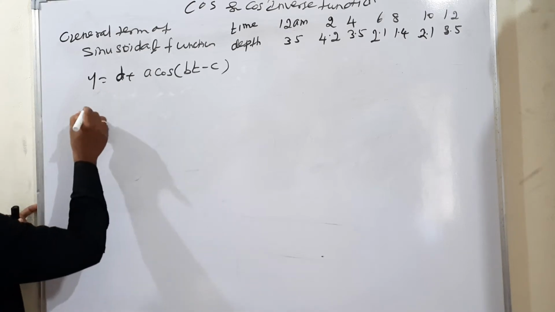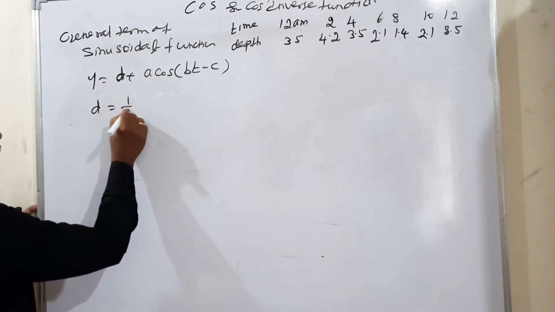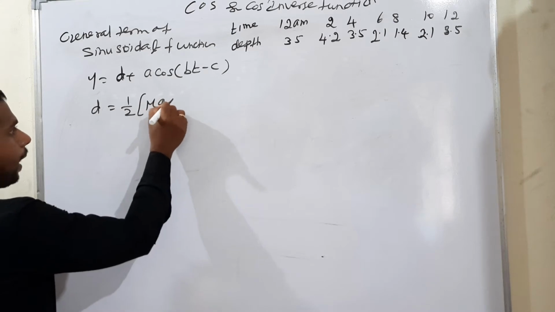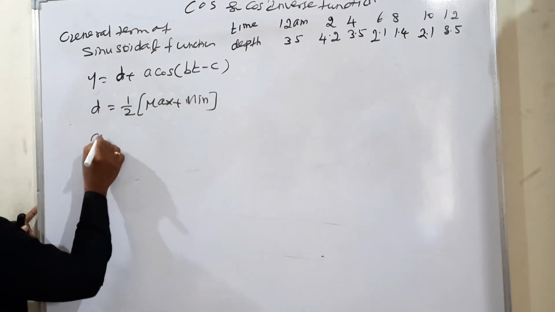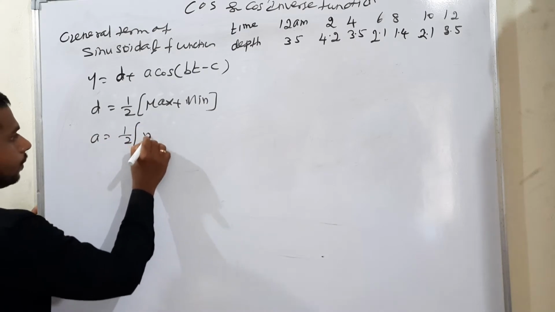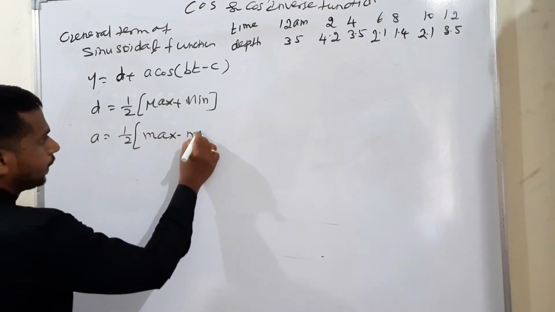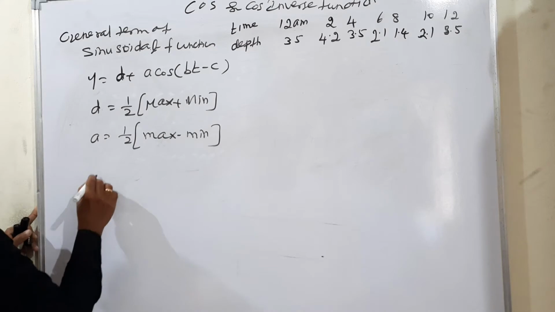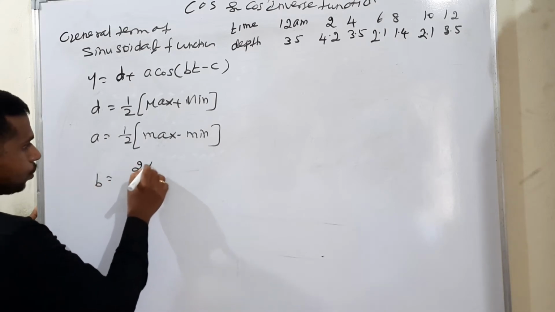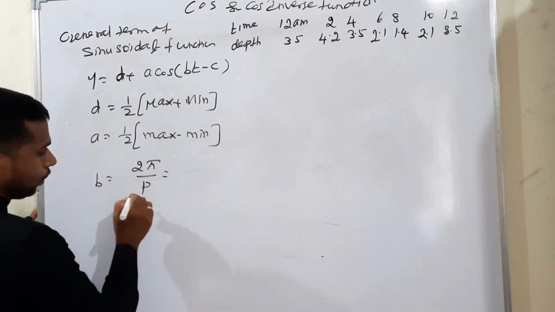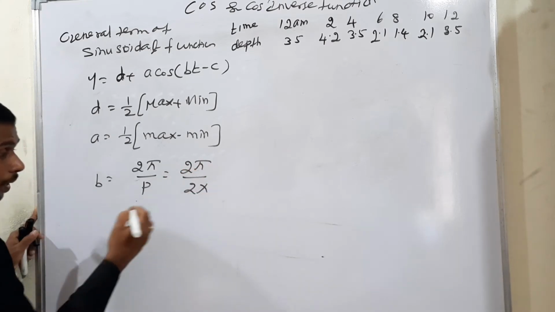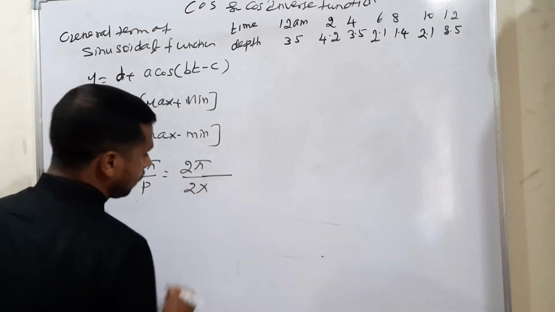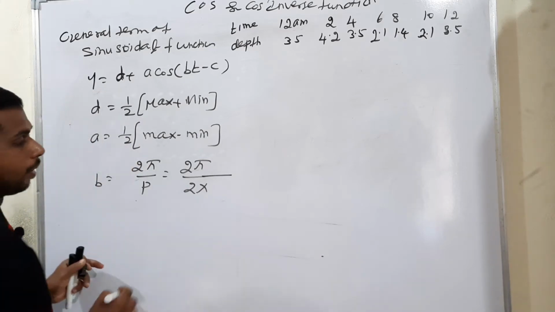What is the meaning of d? d means half of maximum plus minimum. What is the meaning of a? Half of maximum minus minimum. What is the meaning of b? 2 pi by P. 2 pi by P means 2 pi by 2 into the time from maximum to minimum.